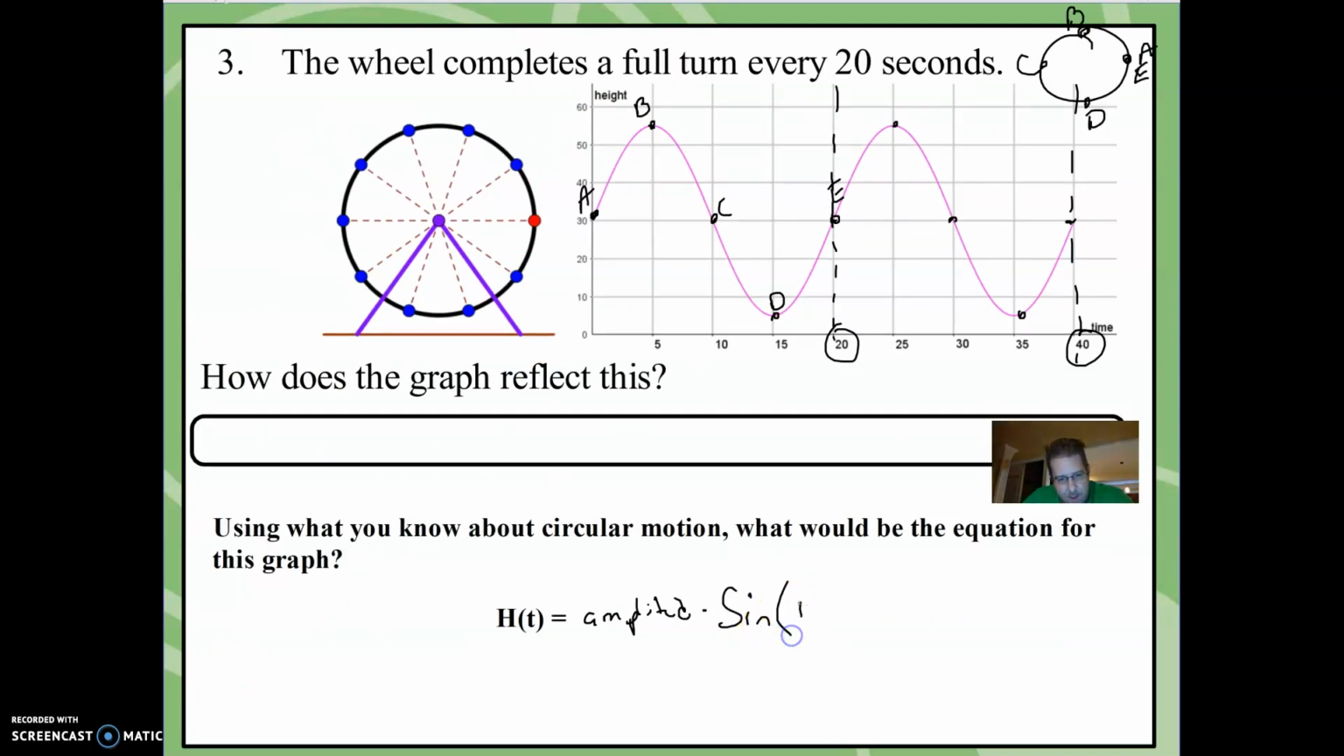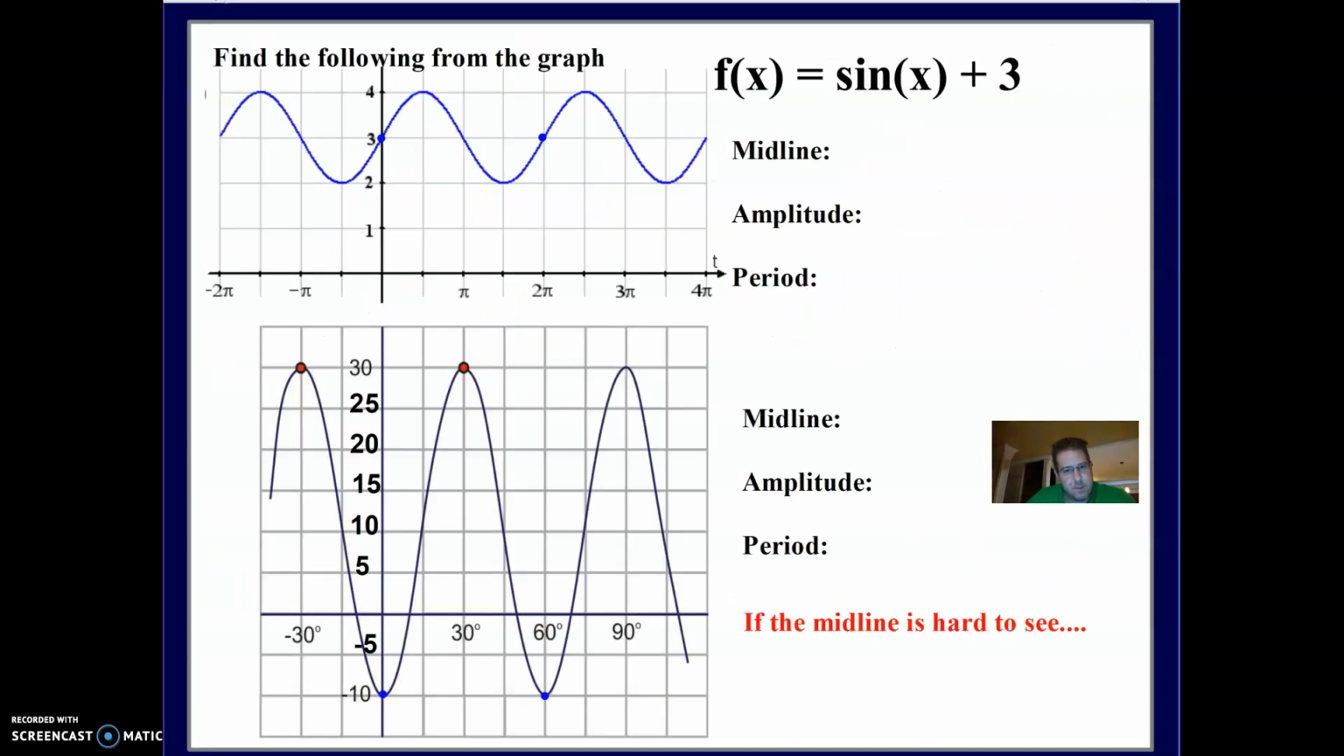Okay, sine of, I'm going to call this D times T. So I get confused based upon what people like to use for this. I'm going to use D for the degrees per second, multiplied by T amount of seconds, and then you add the midline at the end. And there's your formula that we're going to be using.